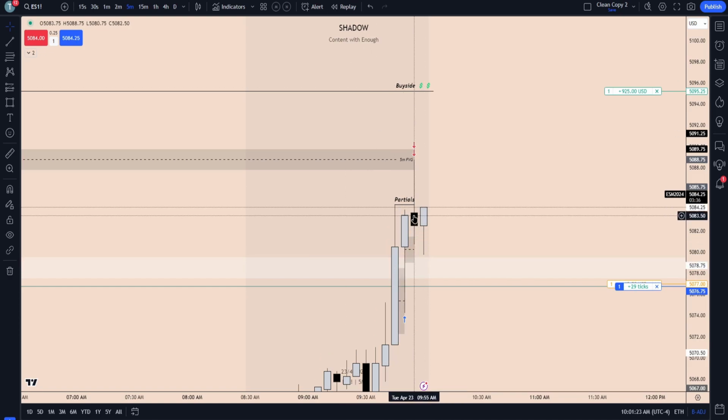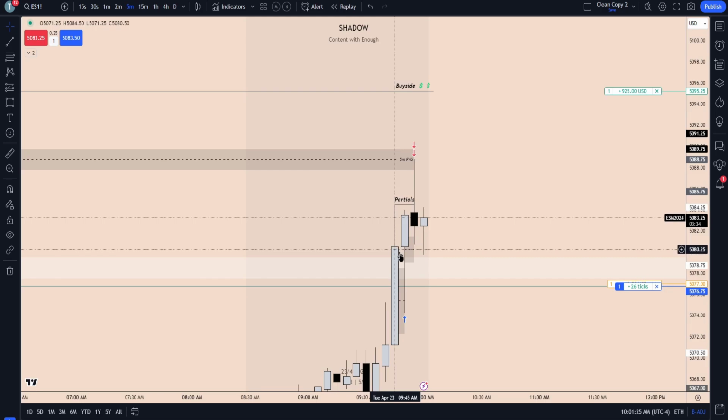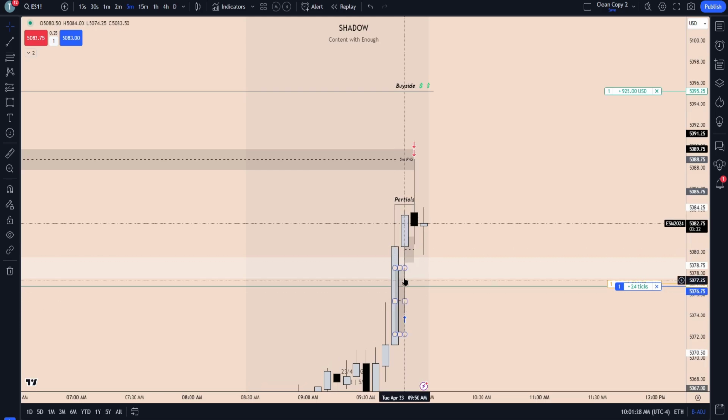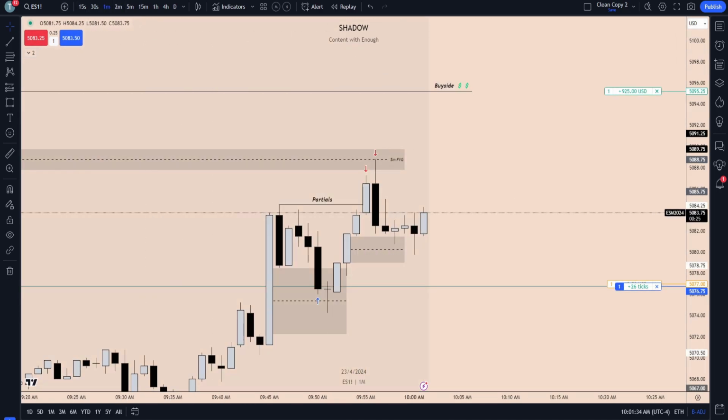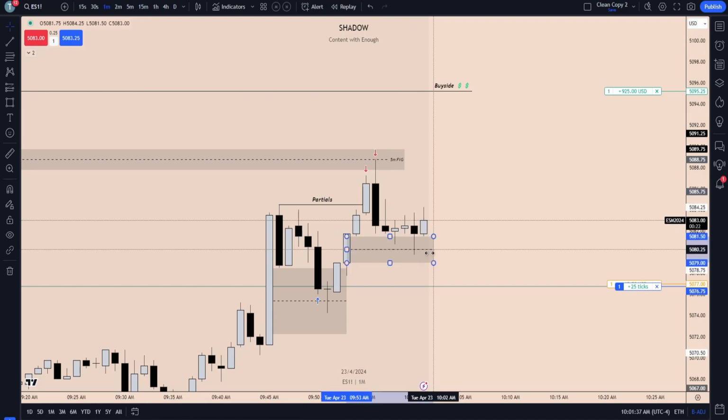We've gotten above that. I like that. Closed above it first, which is why I was okay going long here. Closed above it second time. We should use that as support. Should hold us. I wish it would show on the 1 minute, but oh well.